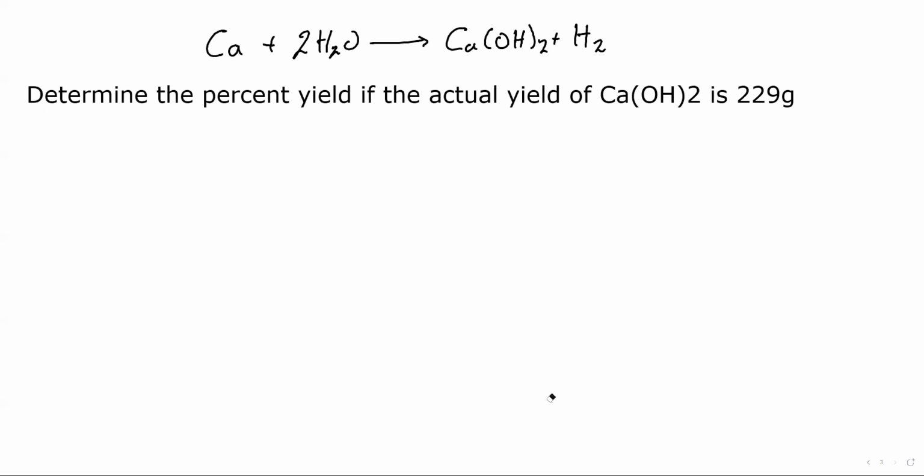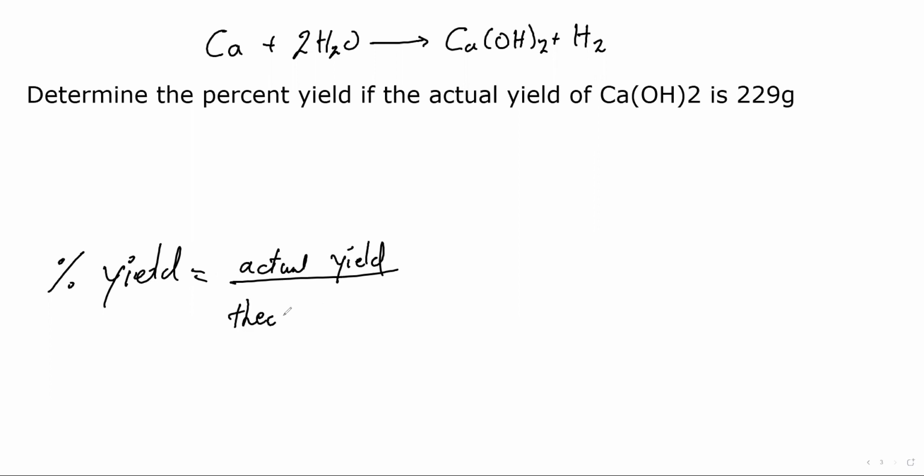How do you calculate the percent yield? Well, to do that, you just use a formula. Percent yield is equal to the real life value of CaOH2 that is produced, so the actual yield, divided by the theoretical value. That theoretical value is the value that we calculated before.